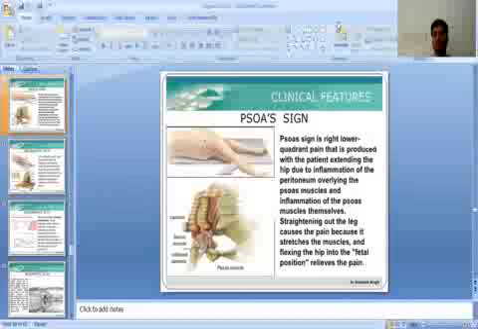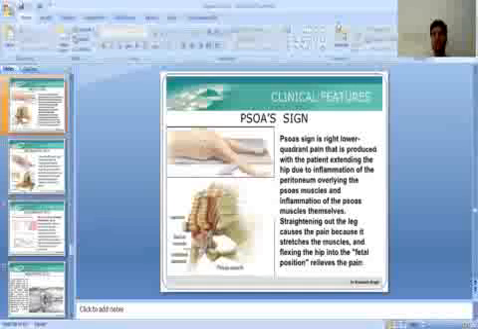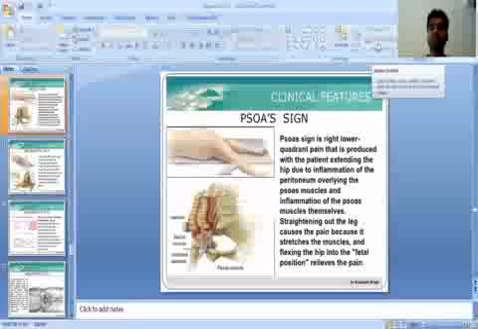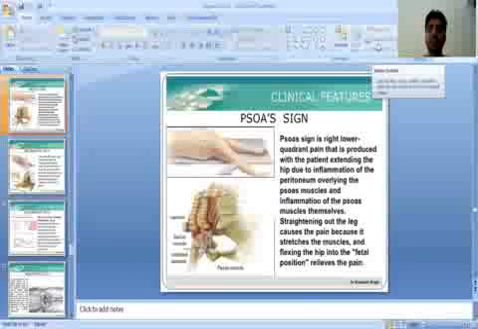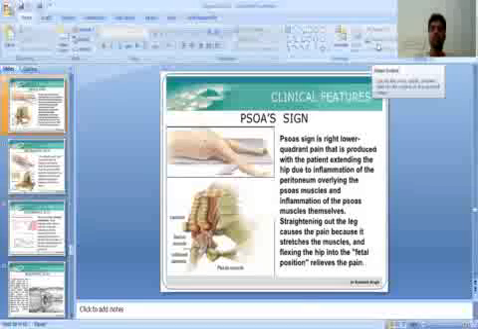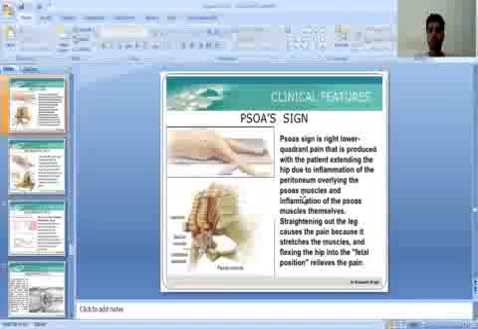Psoas sign. Psoas sign is right lower quadrant pain produced when the patient extends the hip, due to inflammation of the peritoneum overlying the psoas muscle and inflammation of the psoas muscle itself. Stretching out the leg causes pain because it stretches the muscle, and flexing the hip into the fetal position relieves the pain. This is the psoas sign.